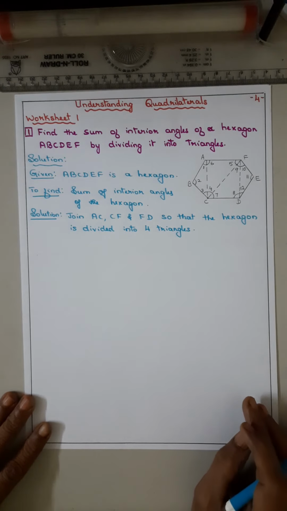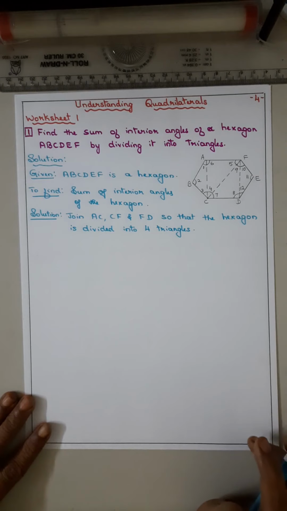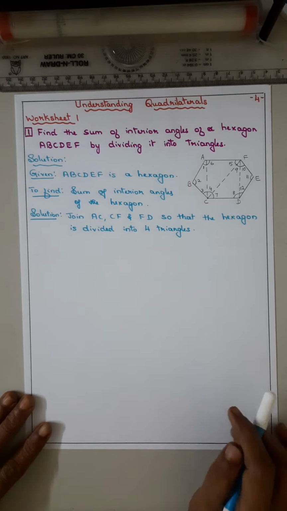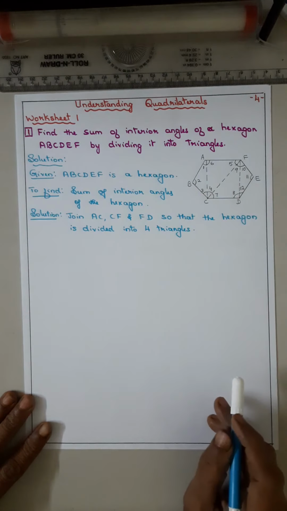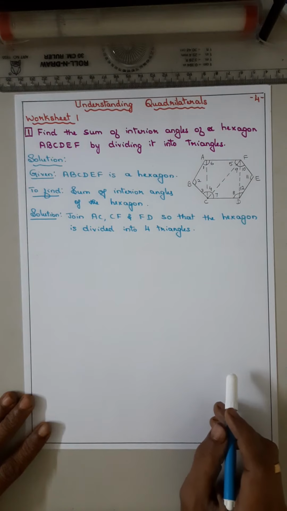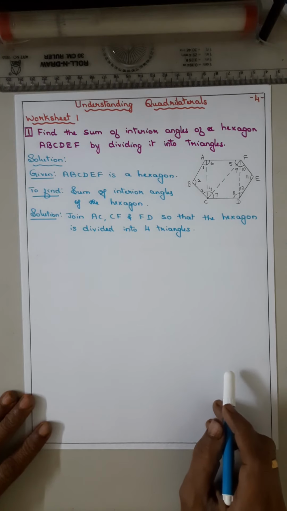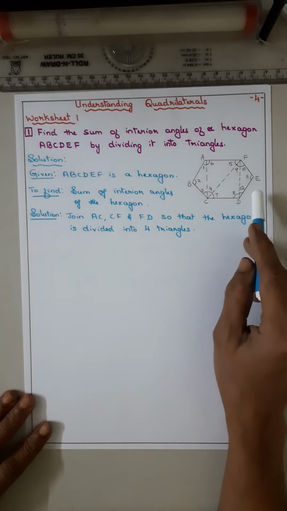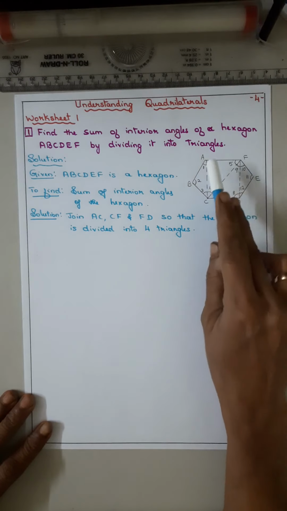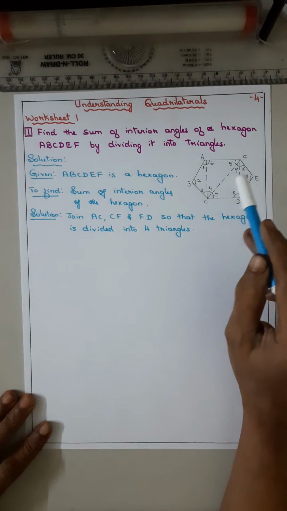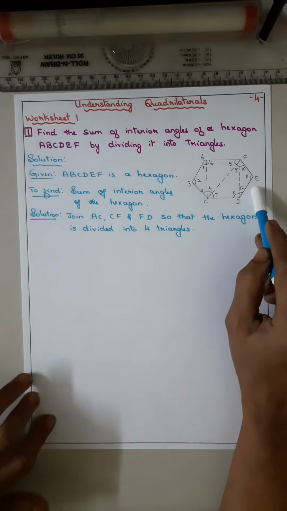Coming to worksheet 1, question number 1. Find the sum of the interior angles of a hexagon ABCDEF by dividing it into triangles. In the example we have seen the interior angles of a pentagon. Now coming to the hexagon. The figure is given, A, B, C, D, E, F. So divide it into triangles.